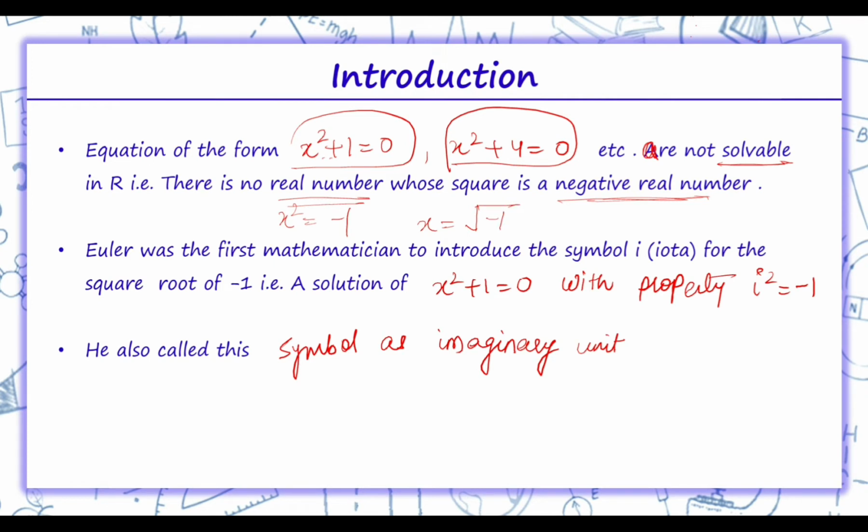root of minus 1. So Euler, he was the first mathematician to introduce the symbol iota, that is i, for this square root of minus 1, and this is represented by i. So thus he said this i square is what? Minus 1. Therefore square root of minus 1 can be written as i. He also called this iota symbol the imaginary unit. So this was basically given by Euler, a mathematician, and he only introduced this symbol iota.